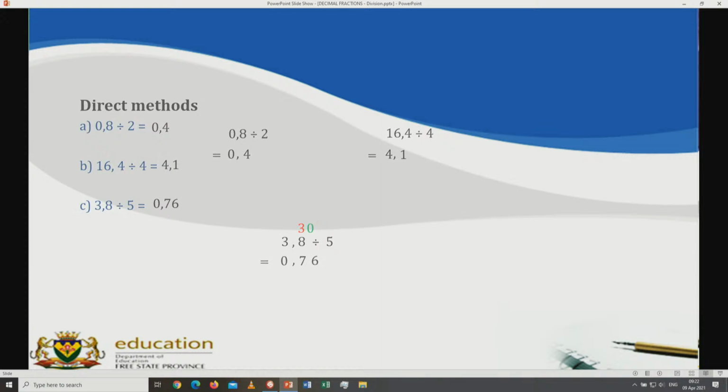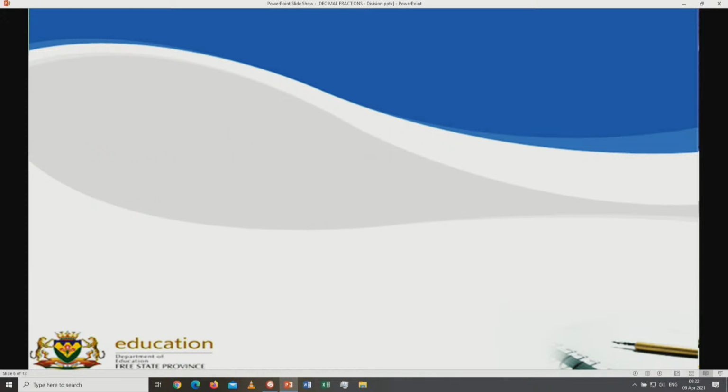Good. So far, we did these 3 methods. Now it's up to you to decide which one you are going to use. Which one is easier for you? Now we are looking at the decimal fraction that has 2 decimal places after the comma. 0,54 divided by 6, 45,75 divided by 5, and then 3,75 divided by 25.